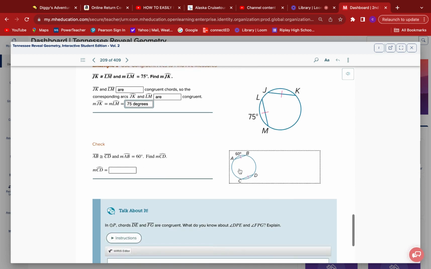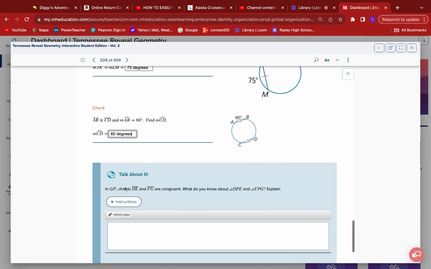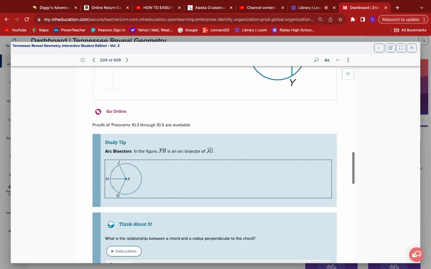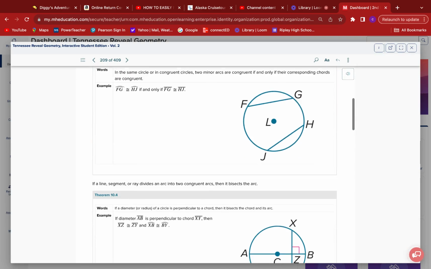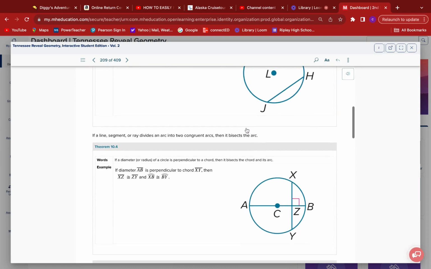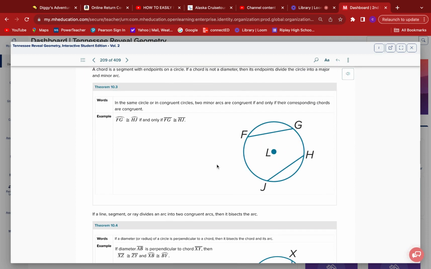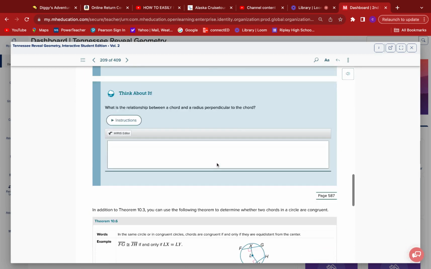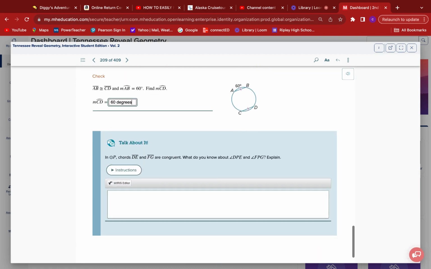Check for understanding. We have chord AB congruent to chord CD. If the measure of arc AB is 60, then the measure of arc CD is 60 degrees. They're equal to each other, and this is the rule. The theorem over here says that they're going to be equal to each other. So yep, they're the same. They're congruent, and their arcs are also the same measure. All right, let's move on.